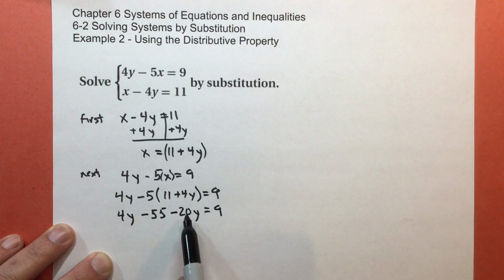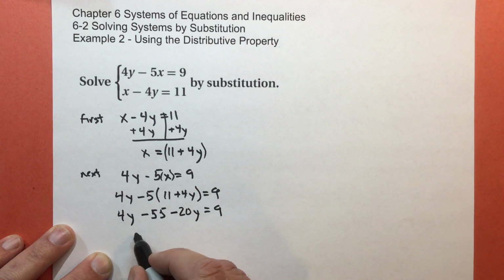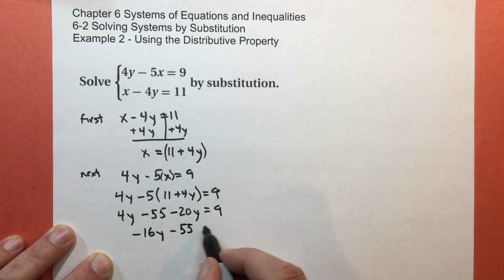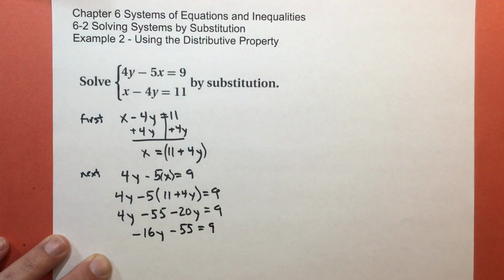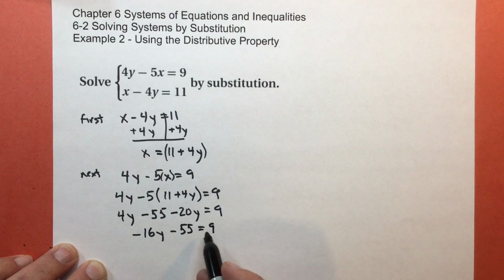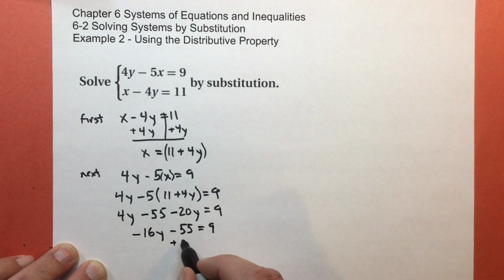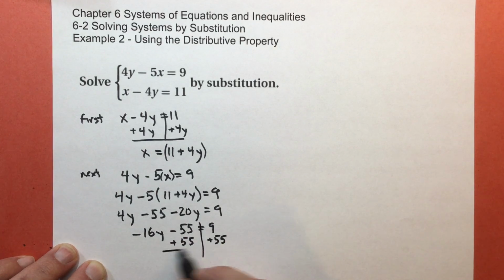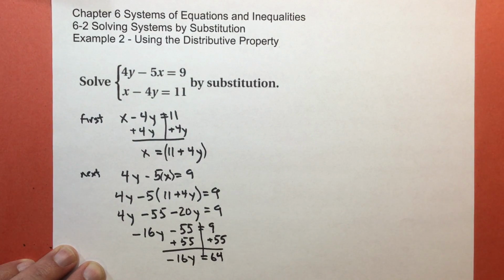All right, so now let's put these y terms together. 4 subtract 20 is -16. So I get -16y subtract 55 equals 9. Now I'm going to solve this for y. I'm going to add positive 55 to both sides. And again, I'm going to draw my line there. -16y equals 64. And then I divide by -16.